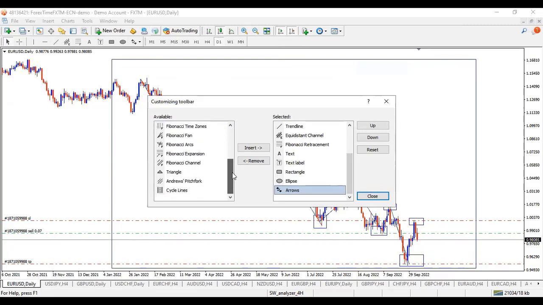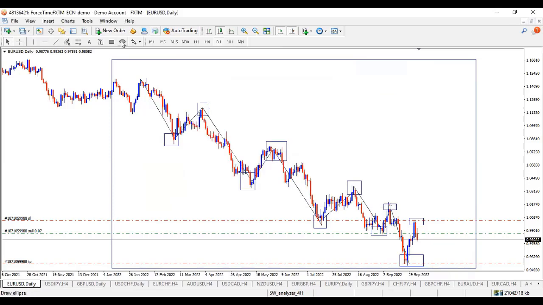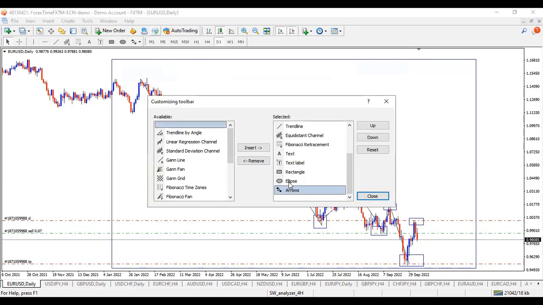So, okay, let me remove mine so I can put them back. Okay. Remove.